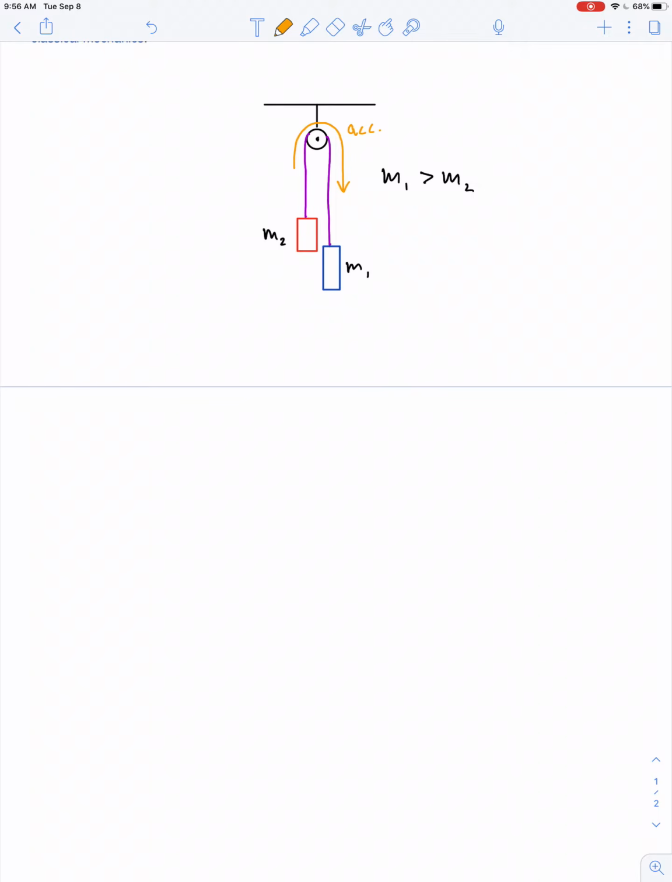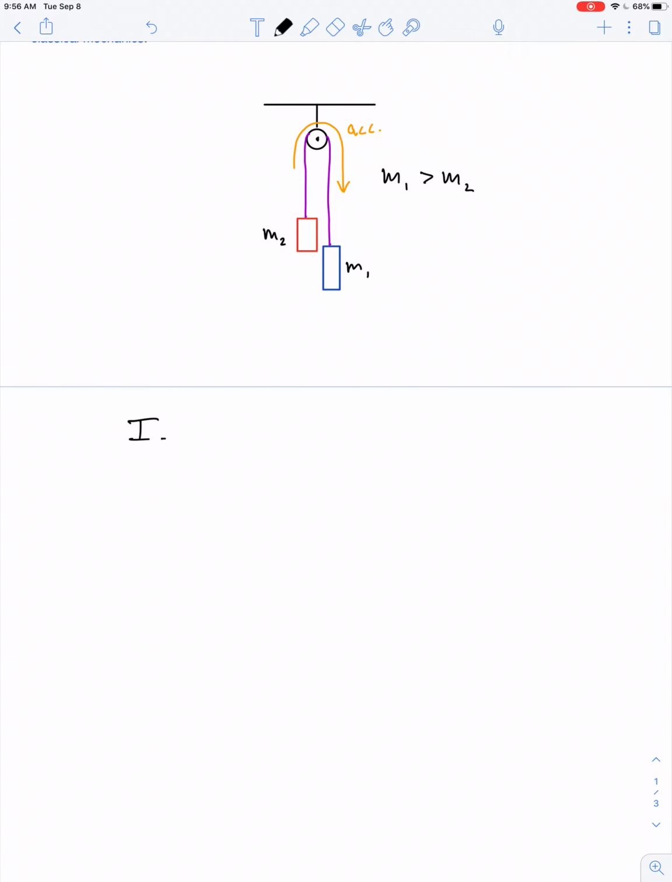So the question might go something like this. Derive a formula based on Newton's second law to make a prediction of what the acceleration of the system will be. And there's a few ways to go about this, and I'll show you both methods.